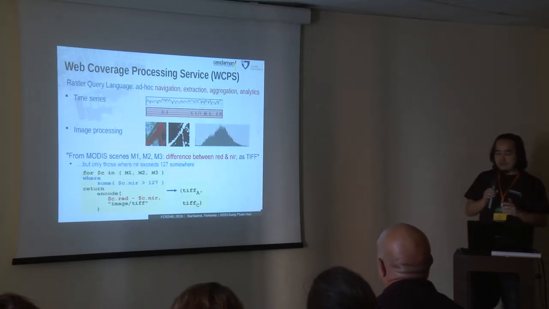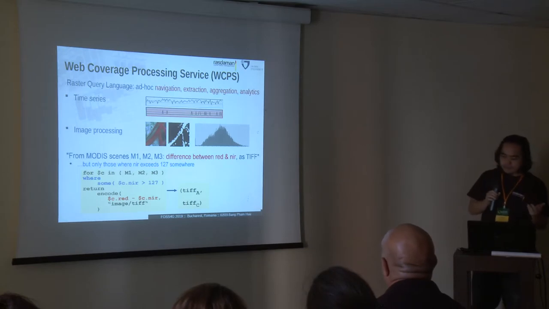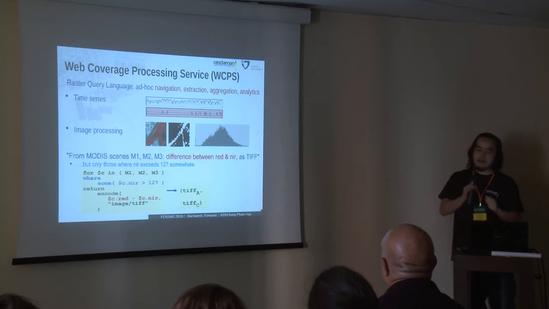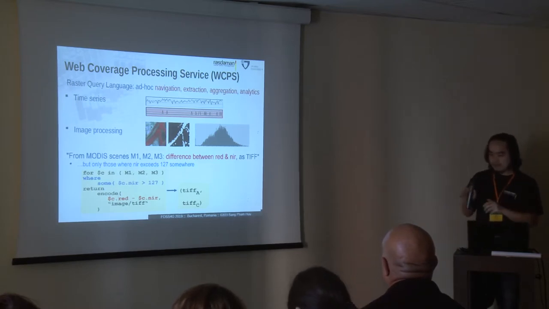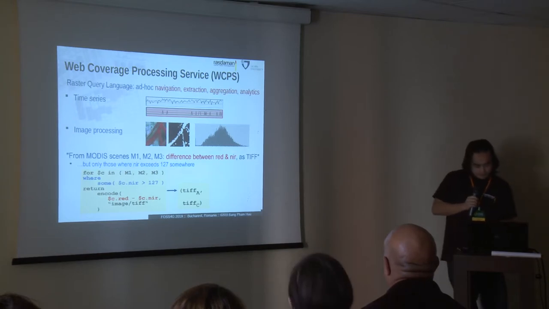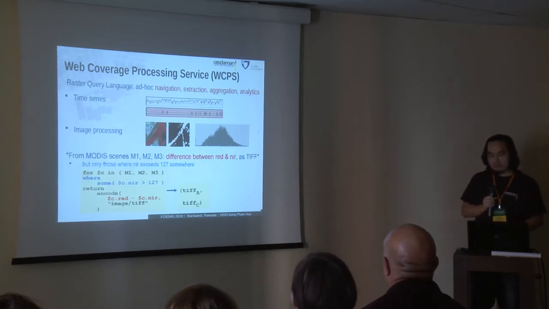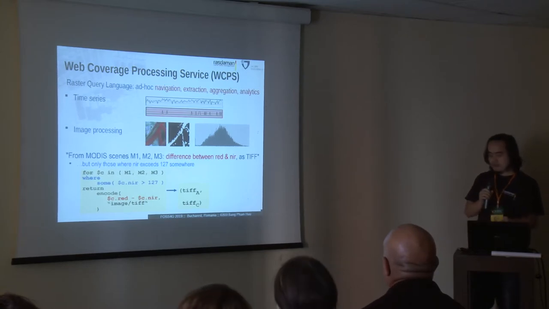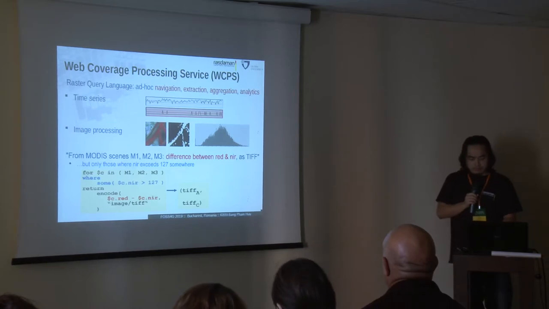And to do that efficiently, this is a unique standard from Rasdaman, which is called the web coverage processing service. This is an extension of the OGC WCS standard, which allows the user to query directly the data cube. For example, you can see here on the bottom, to filter the data, we have something about the near infrared, which is greater than 127, for example.